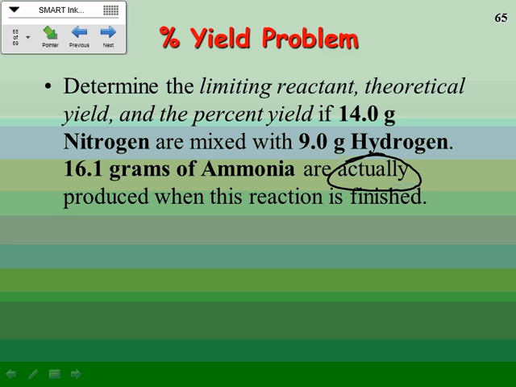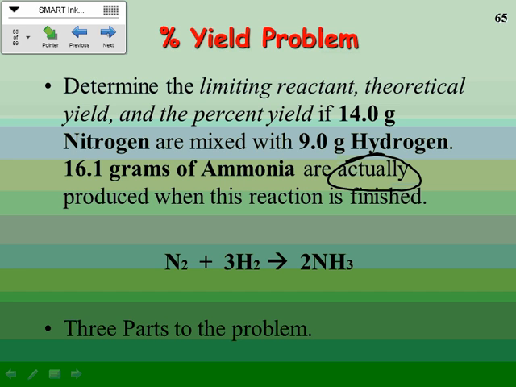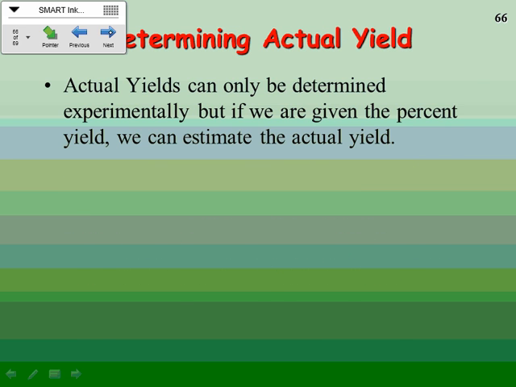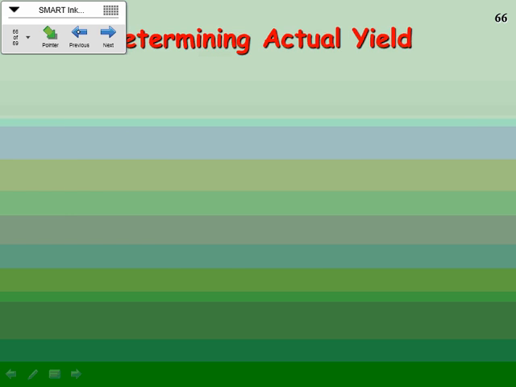Well, what's the first thing we need here? Balanced equation. Is that on your worksheet? Okay. So the equation right there, N2 plus 3H2 yields 2NH3. Nitrogen plus hydrogen gives you ammonia. All right, from there, there's going to be 3 parts to this problem.